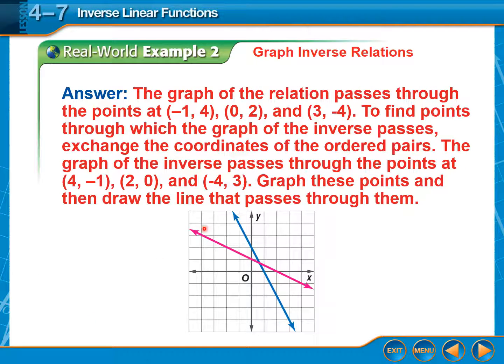And you can see a better graph that makes that more clear. But notice all those points that we use are in the same location. Negative 1, 4 became 4, negative 1. 0, 2 became 2, 0. 3, negative 4 became negative 4, 3. So we graphed those sets of points and connected them with a line.